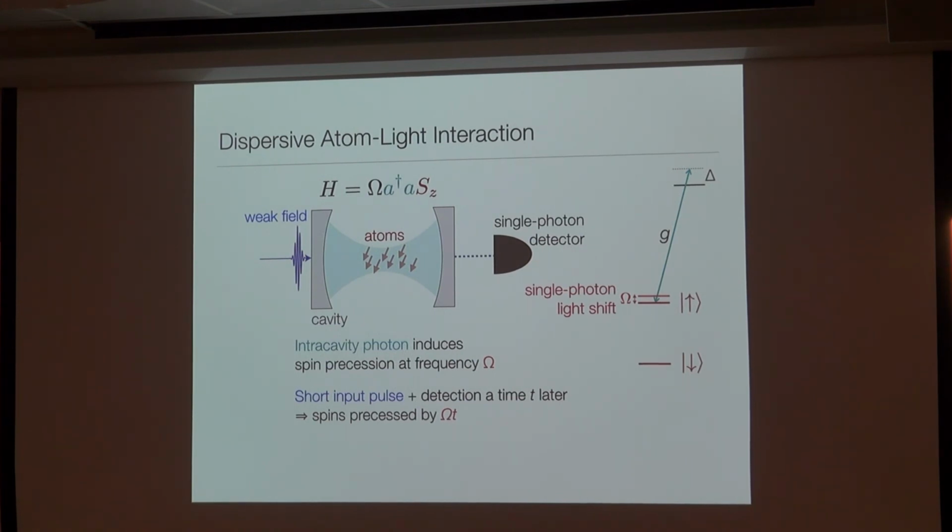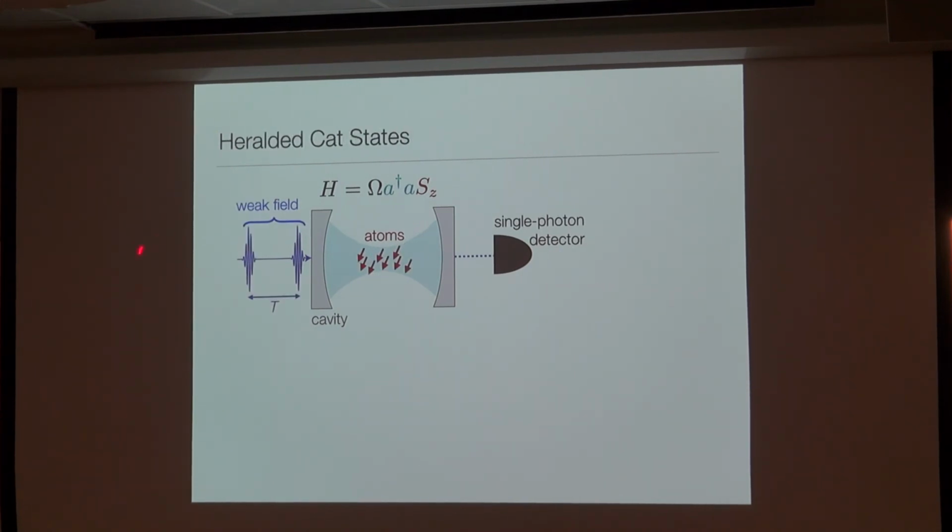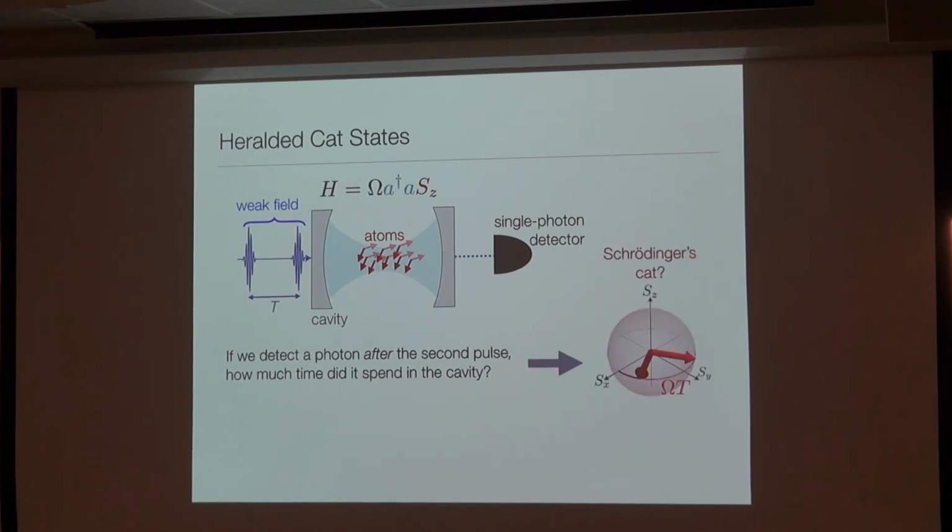So the question you can ask is, suppose that I send onto the cavity a weak field that contains at most one photon. In that case, if I detect the photon at a time t later than I sent it in a short pulse, then I know exactly how far the spins precess. Now you can ask the question, if I send this weak field in 2 pulses, with spins starting out like this, and at some later time I detect a photon, there's going to be some ambiguity in how much time the photon spent in the cavity. It could have spent a short time, or a longer time, depending on whether it went in the first or the second pulse. So the question is, does this give rise to a Schrodinger cat state? Who thinks it does?